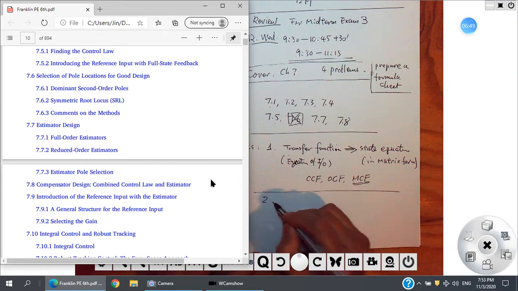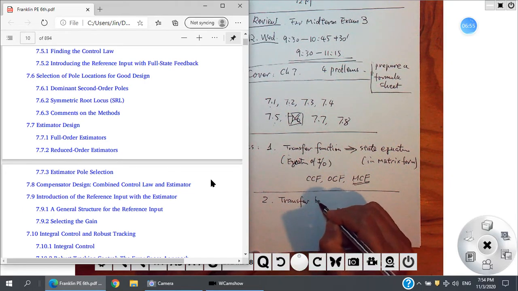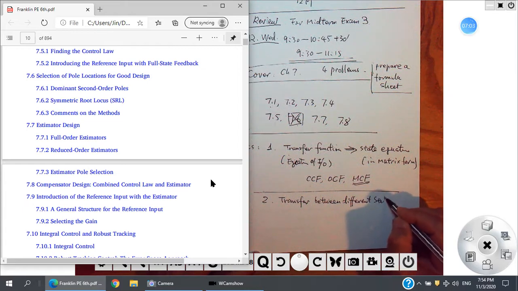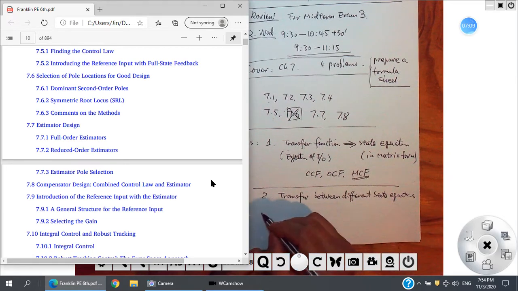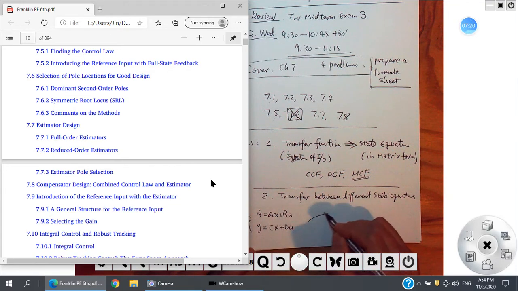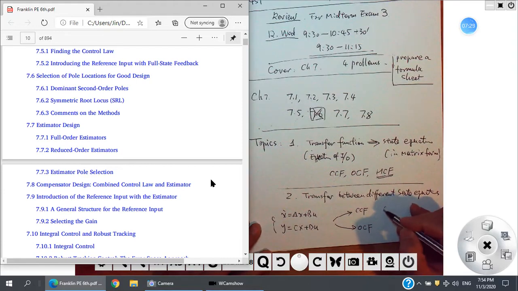Secondly, we need a transfer between different state equations. So we can start with x dot equal to Ax plus Bu, y equal to Cx plus Du. We start from this one. We want to find CCF. We want to find OCF. We can have these two. For this one you need a matrix P.